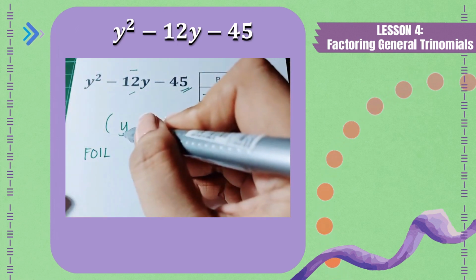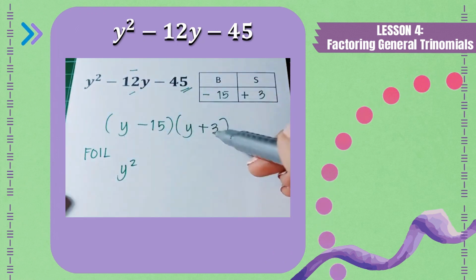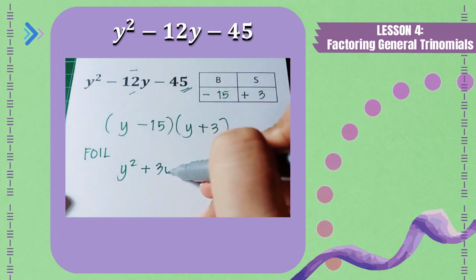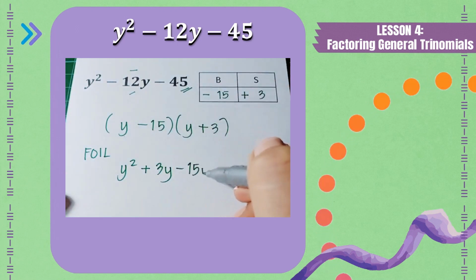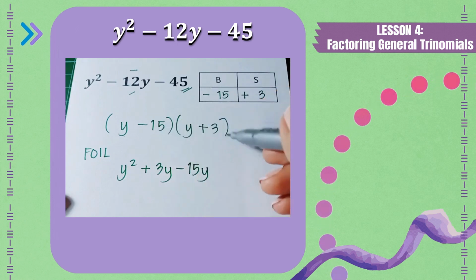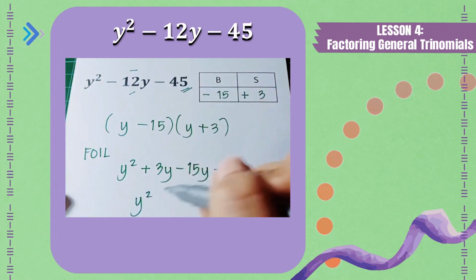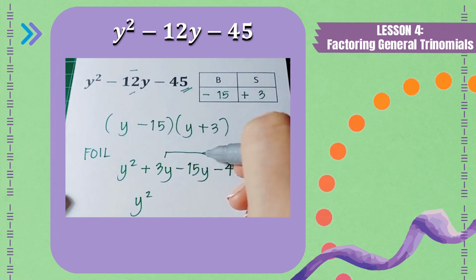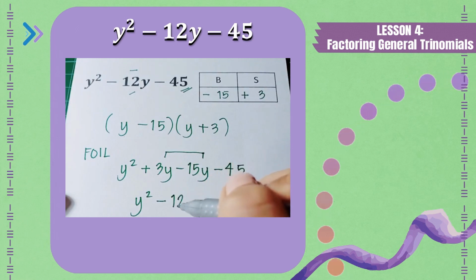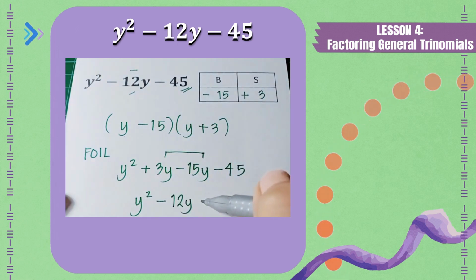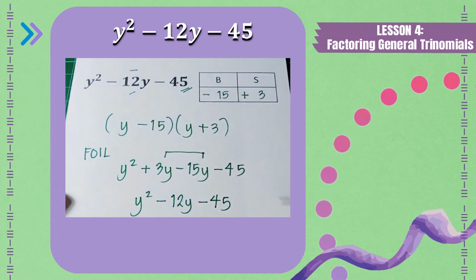So, first terms, y times y, we have y squared. Outer terms, we have positive 3y. Inner terms, we have negative 15y. And last terms, we have negative 45. So, we have y squared. Combine similar terms, we have negative 12y. Then, negative 45, which are given trinomial.